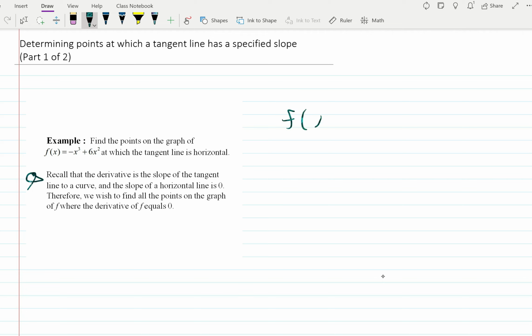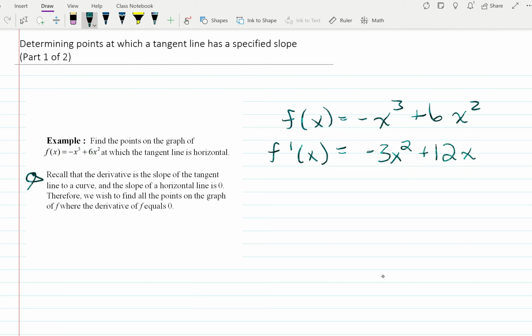So for f of x equaling negative x to the third plus 6x squared, what we do is take the derivative. So find f prime of x. Here we can just go ahead and apply the power rule, and that's within the sum and difference rule for derivatives. So this becomes negative 3x squared plus 12x. So now we'll set f prime equal to 0. So that means negative 3x squared plus 12x equals 0.